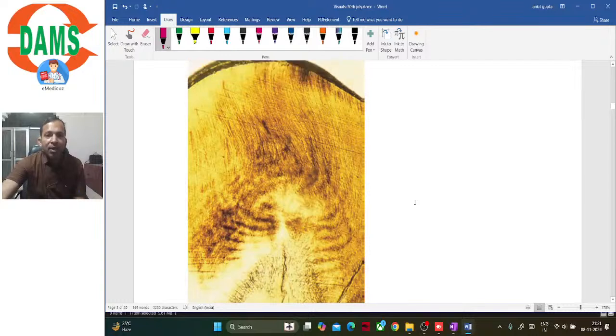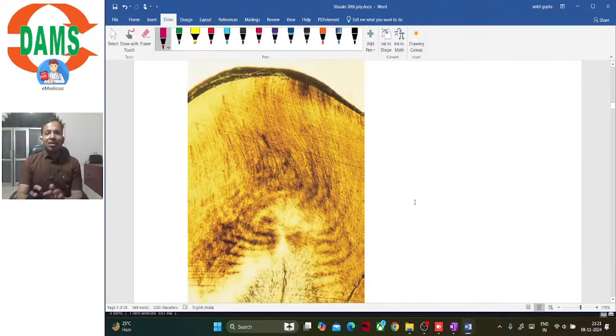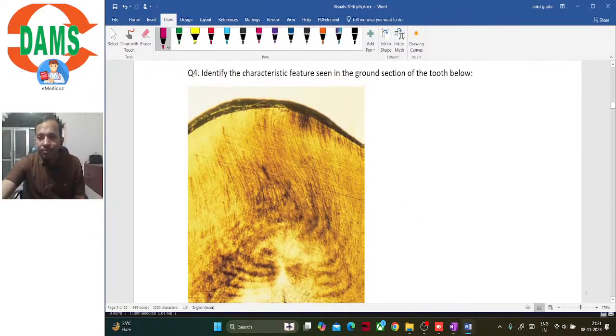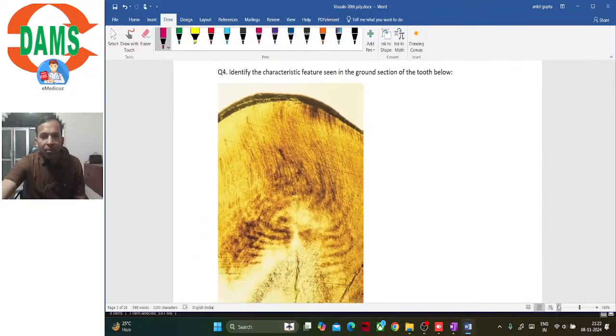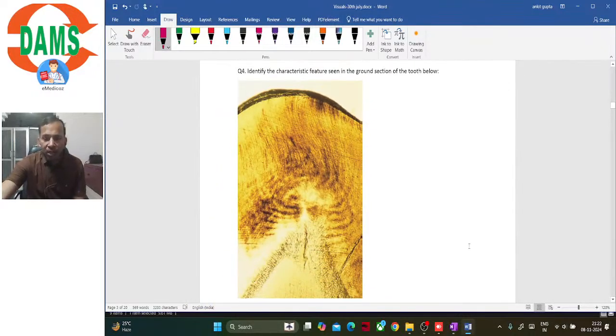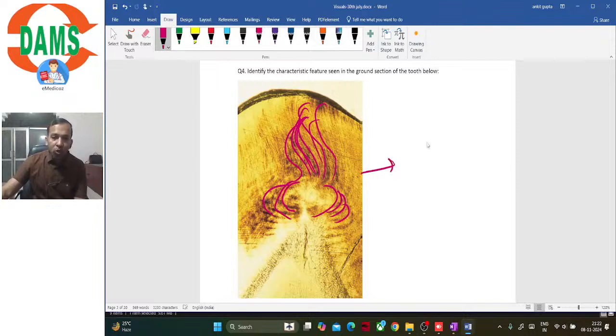नेक्स्ट क्वेश्चन जैसे ये है, व्हाट डू यू सी इन दिस डायग्राम? अगेन दिस इज अ डायग्राम ऑफ इनामल। पर यहाँ पर हमें क्या फीचर देखने को मिल रहा है? एज यू कैन सी यहाँ पर ये इनामल रॉड्स जो है पूरी कर्व हो रही है, राइट? ऑल दीज इनामल रॉड्स आर गेटिंग कर्व, they are running in all directions, isn't it? So what is this feature? This is gnarled enamel, isn't it? This is gnarled enamel.